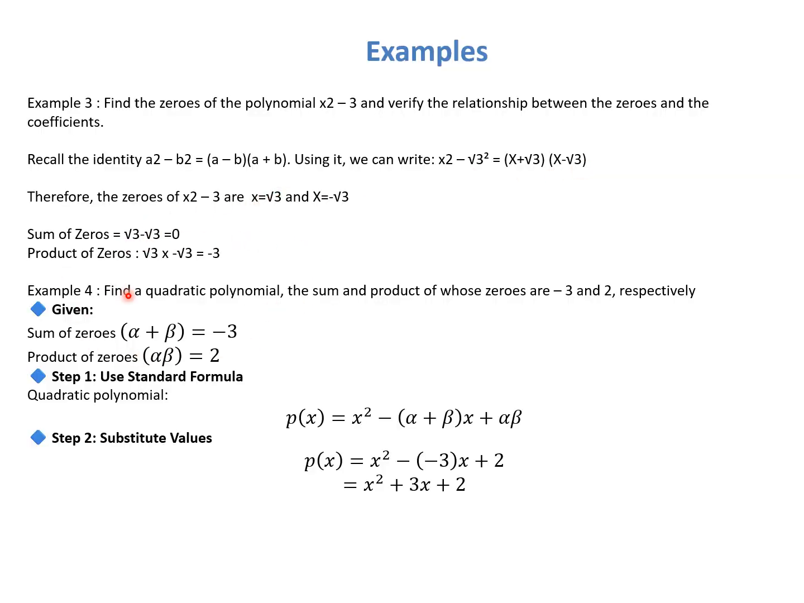And in example 4, we have to find a quadratic polynomial, given the sum of the roots and the product of the roots. So we'll use the simple formula: x square minus sum of the roots into x plus product of the roots. We have the sum of the roots as minus 3 multiplied by x, and then we have the product of the roots. So x square minus minus becomes positive. So our equation is x square plus 3x plus 2. This is how we have to solve the problem whenever the sum of the roots and the product of the roots are given to us. So we'll move to the next slide.